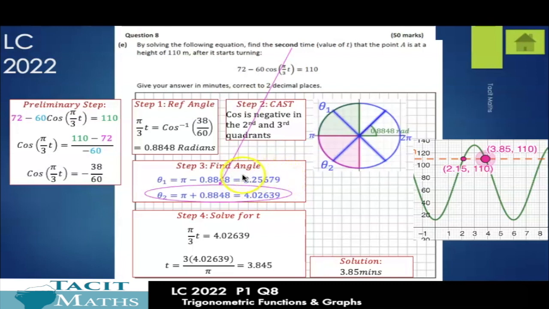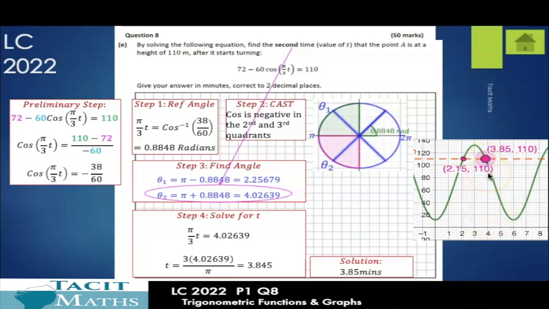If you picked this angle and continued down here and divided by 3 over pi, or pi over 3, you would have got the 2.15 here. Now that's obviously wrong, because that's the first time. But you could actually still get the correct answer, because if you got 2.15 and you went to 6, which is the period, and you subtracted 2.15 from 6, you actually got back to this.